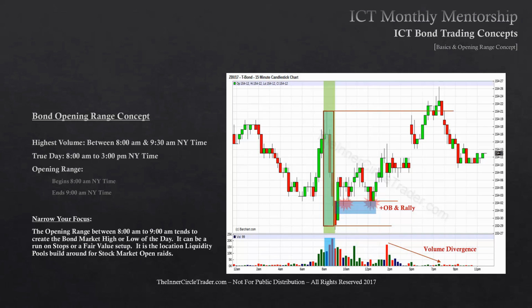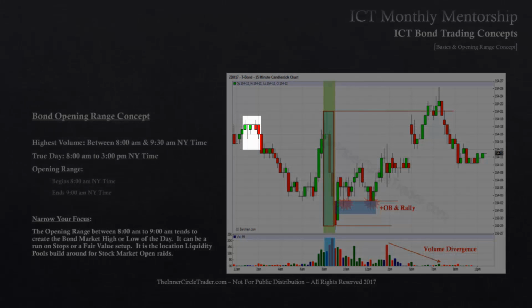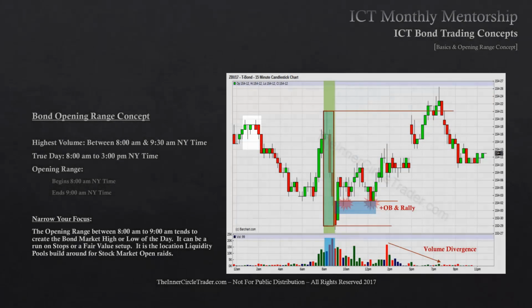Now, when we look at the opening range for bonds, what I like to do is define the opening range, much like I did the Asian range, looking for the bodies, but also incorporating wicks. And then I also incorporate previous highs and lows that are just to the left of 8 to 9 a.m. New York time. Notice that we have the highs formed between 2 a.m. and 12 a.m. to the left of the chart. We have equal highs there just below 154.19.